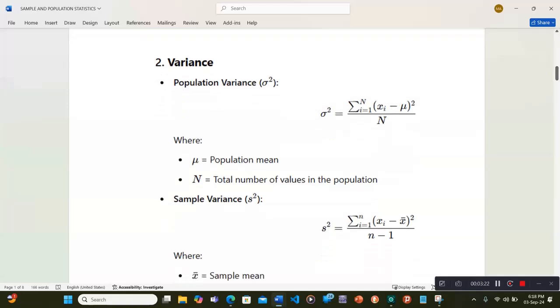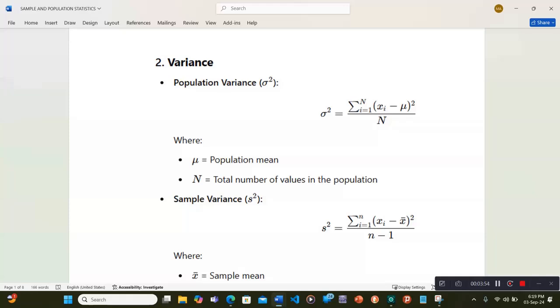So what about variance? We need to look at the population variance, represented by sigma squared. This is equal to the difference between each data point and the mean of the population, then squared. After I have summed those values, I divide by the total number of the values in the population, or the total frequency of the population. So that is how we can get variance.